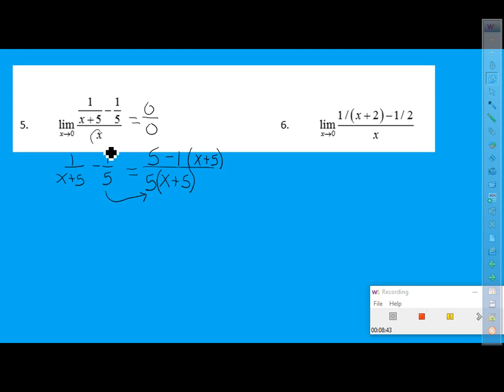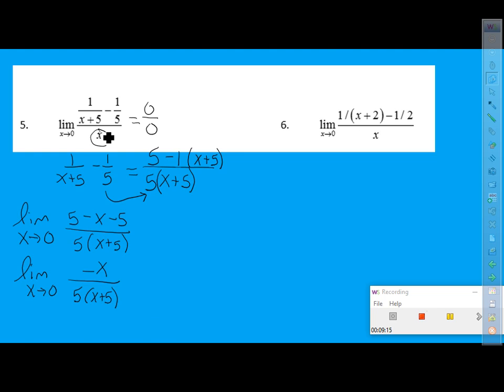Now I haven't forgot about this guy yet. So now this is going to become the limit as x approaches 0 of 5 minus x minus 5 over 5 times x plus 5. Let's go ahead and simplify that yet. 5 minus x minus 5 is going to be the opposite of x over 5 times x plus 5.